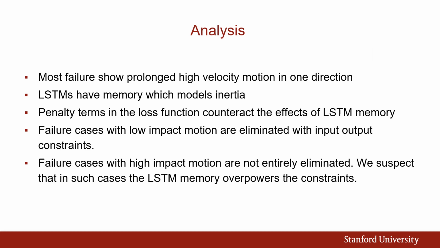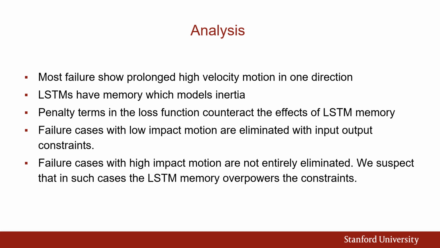Why is this happening? On observing the set of failure cases, we notice that most failures occur when there is high velocity motion in one direction. We suspect that this is due to the fact that LSTMs have memory. When an LSTM encounters a marker in motion, it tracks it, and when the marker comes to a halt, it overshoots its predicted marker. In a way, we can think of the LSTM as modeling inertia.